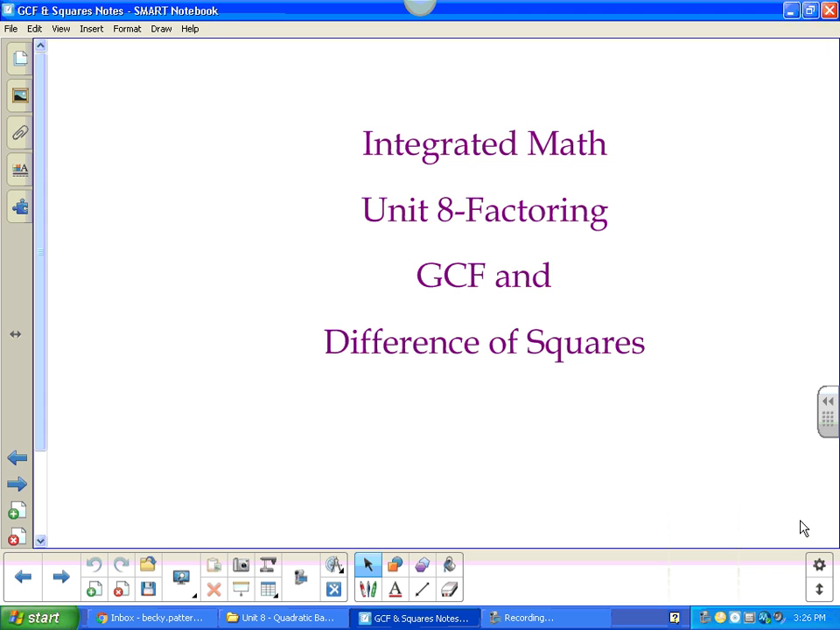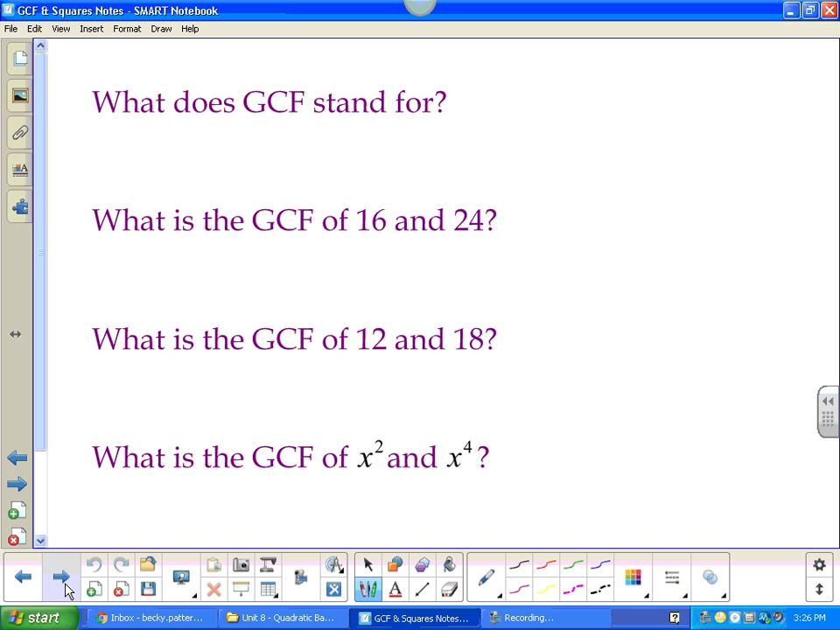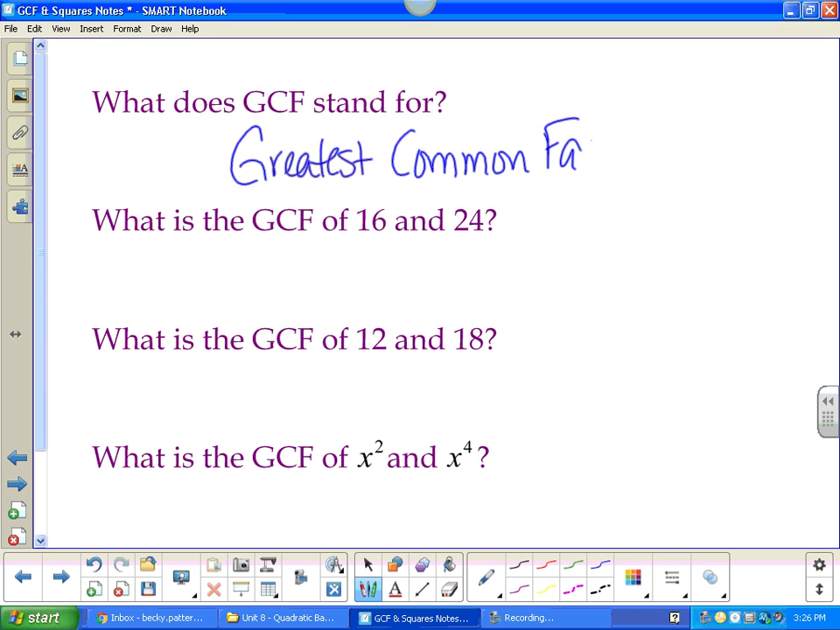Today we are starting our unit on factoring. Today we're going to cover two types of factoring, GCF and difference of squares. So what does GCF stand for? It stands for the greatest common factor. So greatest means biggest, common means they have it in common, and factor just means it divides into the number.